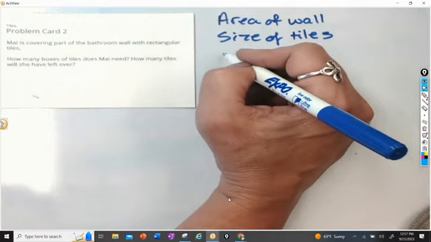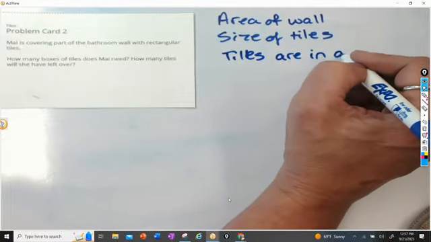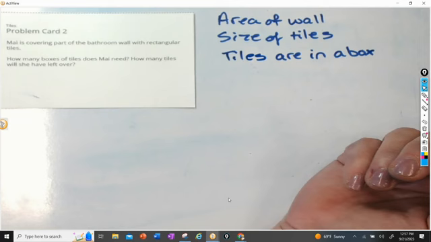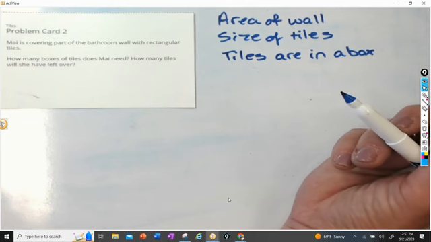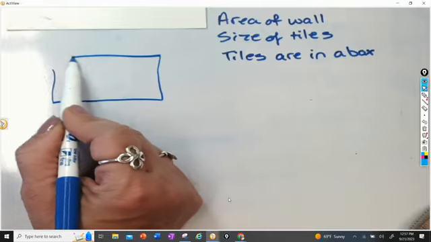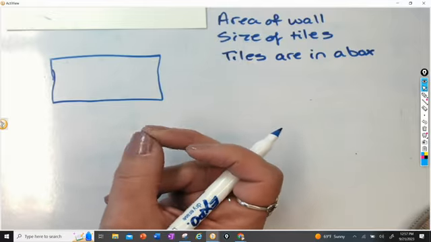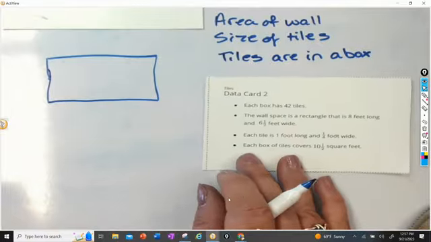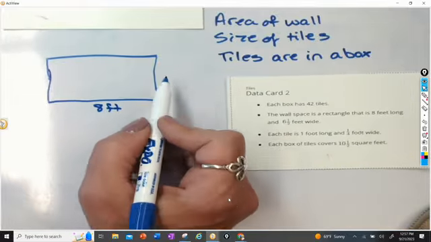So I'm going to need to know how many tiles are in a box, right? How many tiles are in one box? Is there anything else I need to know? How many tiles will she have left over? I think that's it. So again, I'm going to picture my wall. And the first thing I'm going to ask my friend is, what is the area of the wall? And she is going to say, let's show our little data card. The wall space is a rectangle that is 8 feet long and 6.5 feet wide.